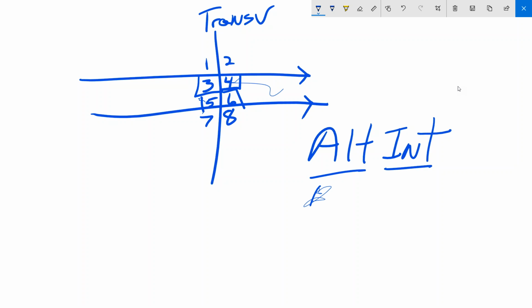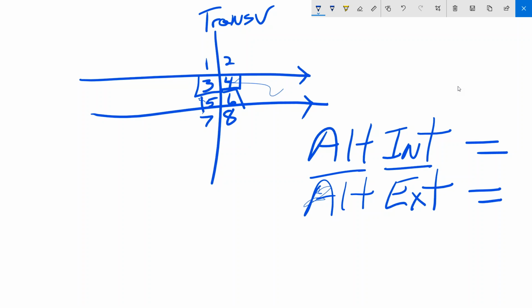There's also alternate exterior. Which would be 1 and 8, and 2 and 7. In other words, they are on alternate sides of the transversal, and they are outside the parallel lines, hence the exterior. You with me? I am.